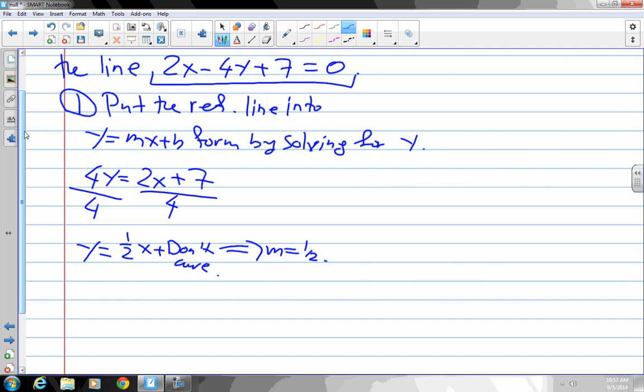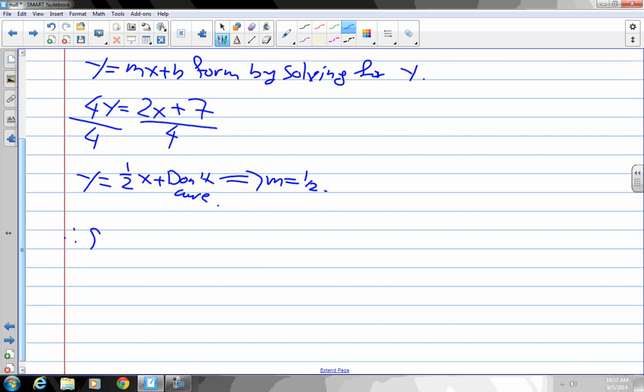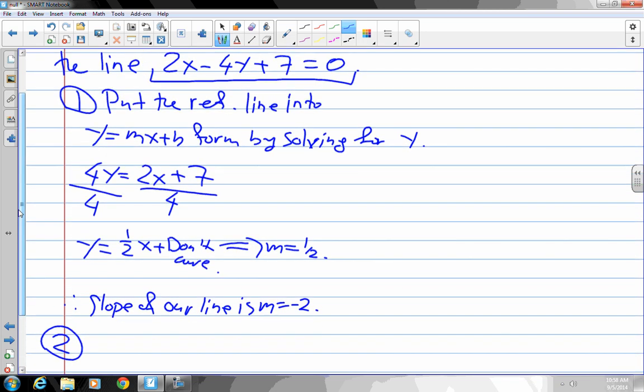Now our line is perpendicular to the reference line. So what is the slope of our line? Negative 2, right? We do care now, because we actually have to find the equation of our line, but we needed to know the slope. So the slope of our line is m equals negative 2. So it's the negative reciprocal. You flip the half and you change the sign. So we found the slope.